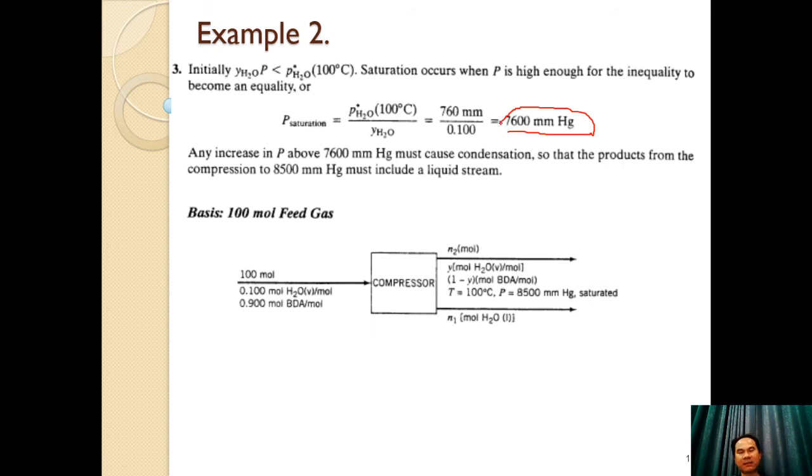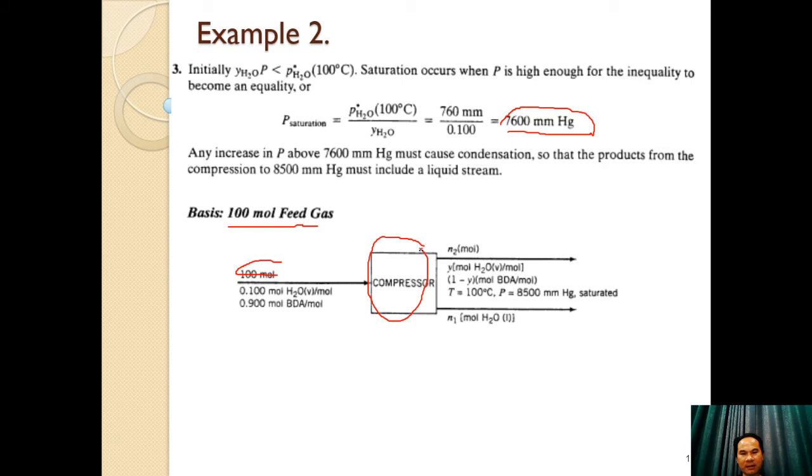This is above saturation. What does it mean? We increase the pressure, so some vapor condenses to water. Right? Since the pressure is higher than saturated, there is some condensation. The next step, you draw the balance and you base it on 100 mole feed gas. You know the composition of water and dry air.